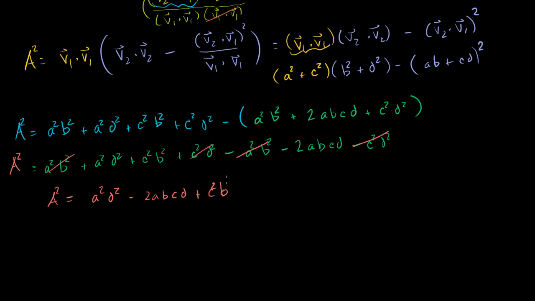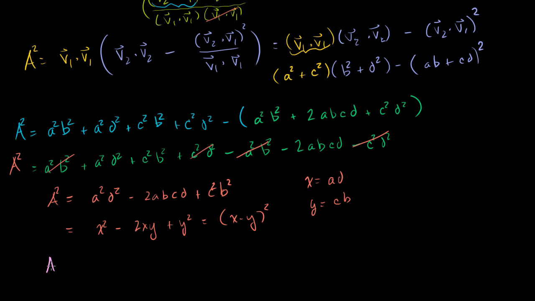Now, this might look a little bit bizarre to you, but if you made a substitution right here, if you said that x is equal to ad, and y is equal to cb, then what does this become? This is equal to x squared minus 2xy plus y squared, right? Hopefully you recognize this. And this is just the same thing as (x minus y) squared. I did this just so you can visualize this a little bit better.